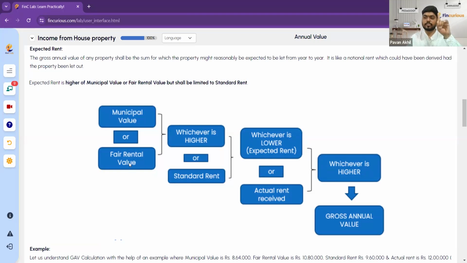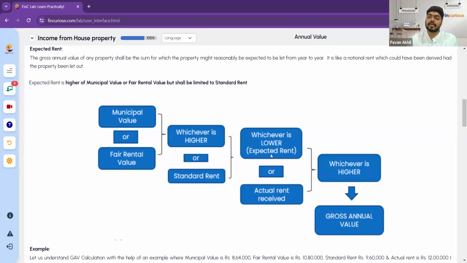So step 1, municipal value or fair rental value, FRV, whichever is higher, that value you will take into the second step. In the second step, this higher value or standard rent, out of these two, the lower amount is considered as expected rent. So you arrive at expected rent by calculating the higher of municipal value or fair rental value, compared with standard rent. That is called expected rent.